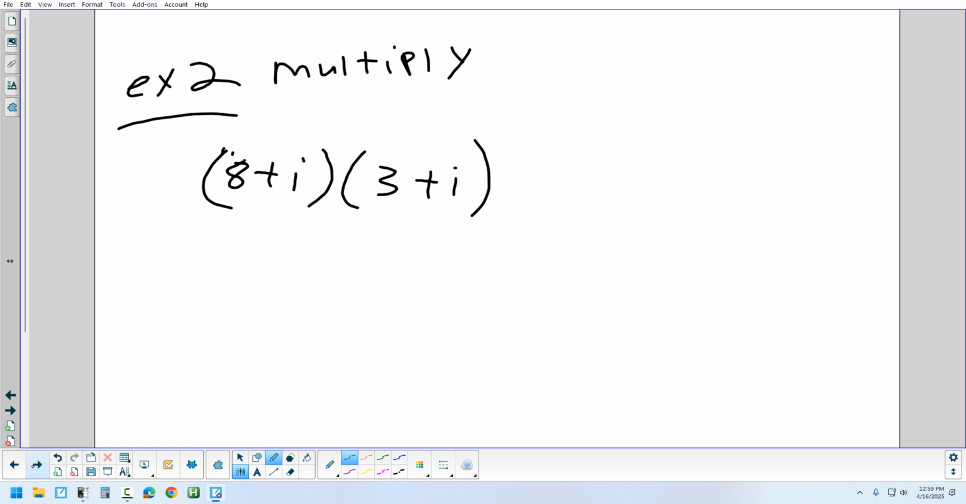Okay. 8 plus i times 3 plus i. When you're done, your final answer should look just like this. It's either going to be a plus or a minus. I'm not sure. We'll figure out which one. But there'll be a number in that box and a number in that box. And then an i next to the box at the end.